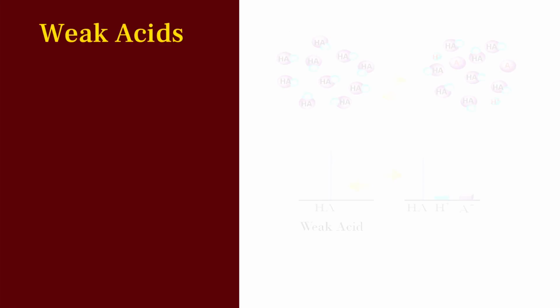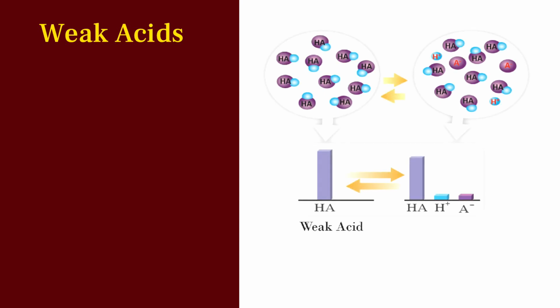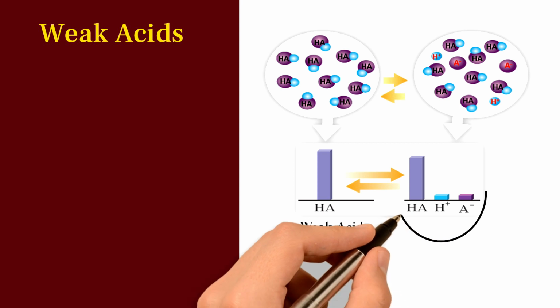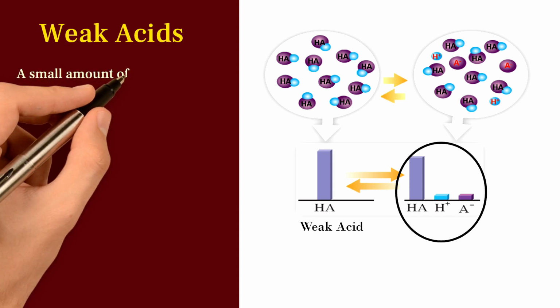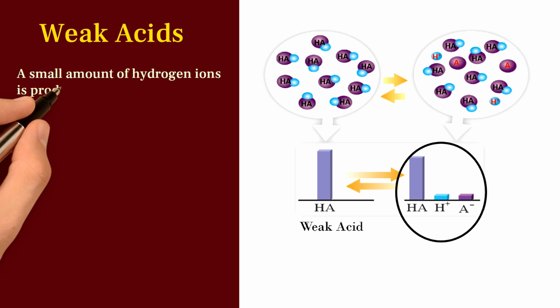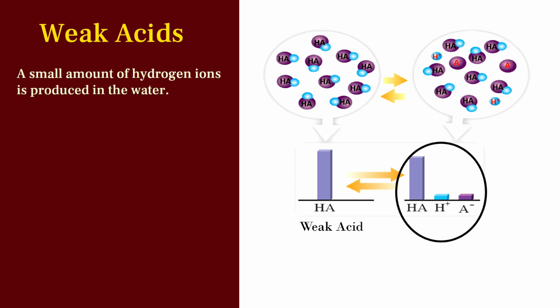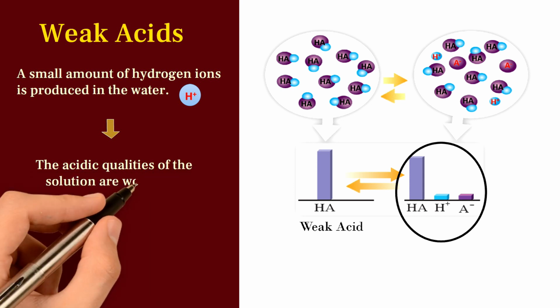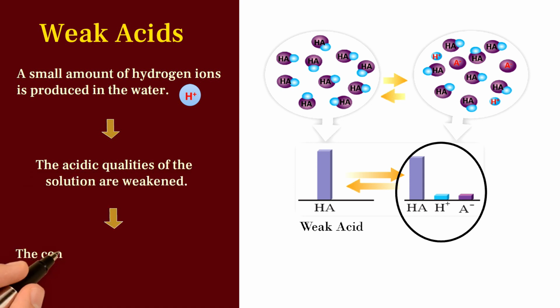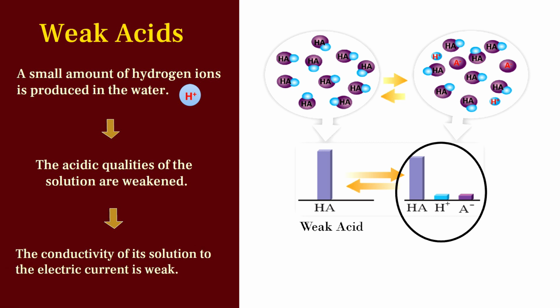While weak acids, where if the acid is weak, a small percentage of its molecules are ionized, the bulk remains without ionization, and therefore only a small amount of hydrogen ions is produced in the water. The acidic qualities of the solution are weakened, thus the conductivity of its solution to the electric current is weak.